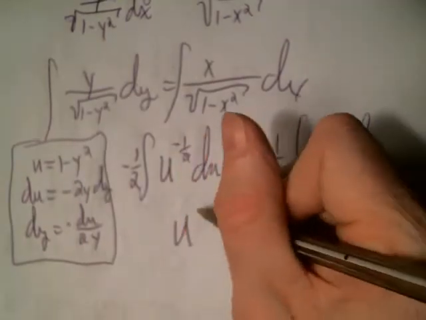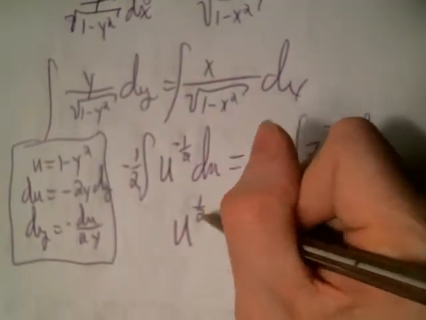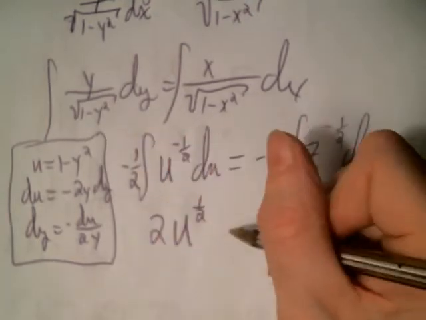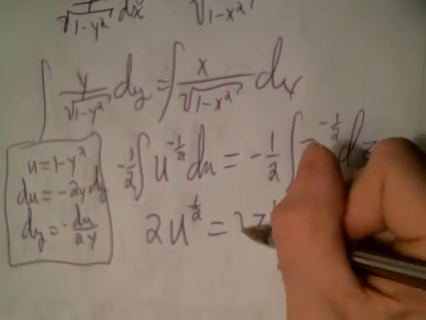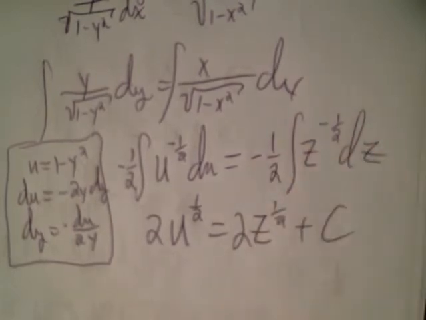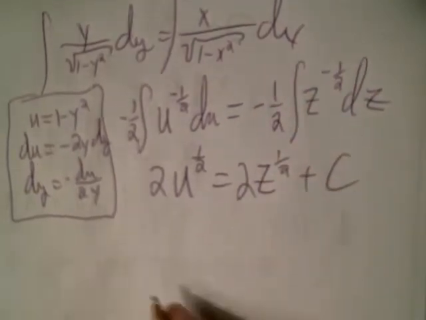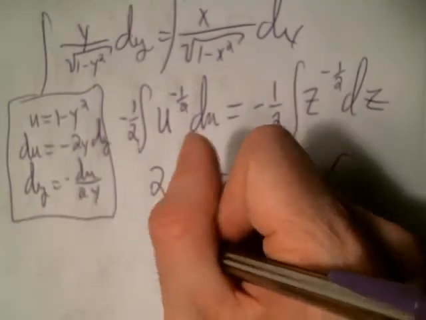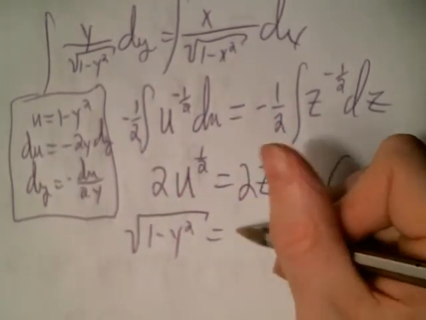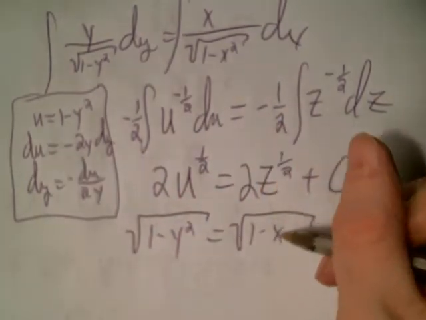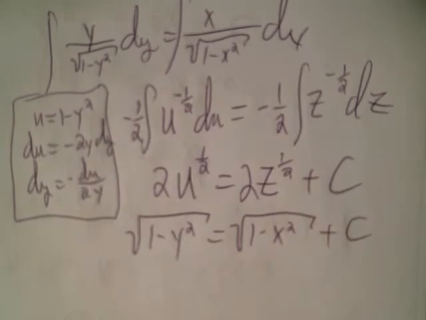But then when you integrate, you'll have u to the 1 half times 2 equaling z to the 1 half times 2 plus some constant. I'm going to multiply everything by 1 half and then back substitute. So I'll have the square root of 1 minus y squared equals the square root of 1 minus x squared plus c. And I think I'll just leave it like that.